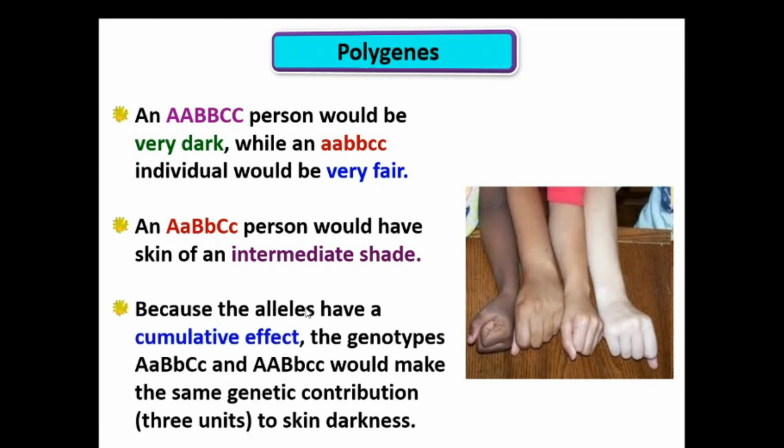Because the alleles have a cumulative effect, the genotypes big A, big B, big C, and also big A, big B, and small c would make the same genetic contribution to the skin darkness. So you can see these two different genotypes are actually heterozygous, and the 3 units here will be controlling the intermediate skin darkness.